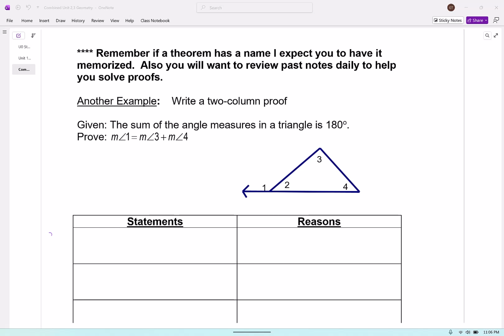All right. So, continuing on with proofs. As you can see there at the top, remember that if a theorem has a specific name, it's something that you're going to need to memorize. So review 5 to 10 minutes every single night just to get familiar with what the names of those are and what they actually mean.